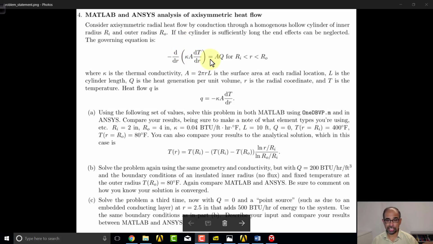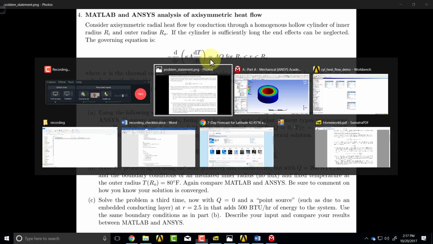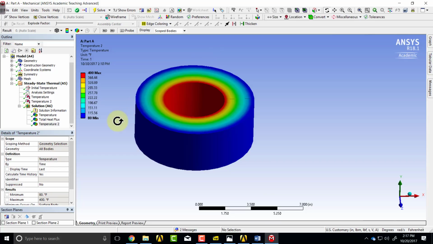If I go to the problem statement, it assumes that there's variation of the temperature only in the radial direction, and so it reduces it to a one-dimensional problem. Now, you cannot solve one-dimensional problems in ANSYS Mechanical, probably because in practice you hardly ever get one-dimensional problems, but you can solve 2D problems either in Cartesian or as axisymmetric using cylindrical coordinates. So let me go to my ANSYS model to explain how this is done.